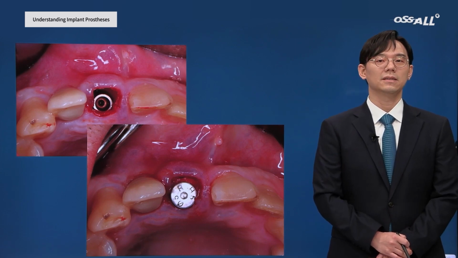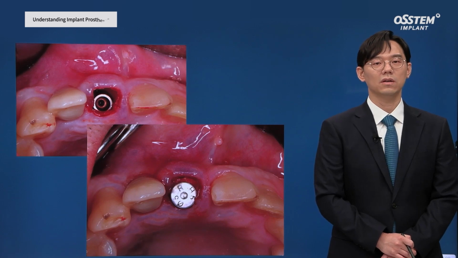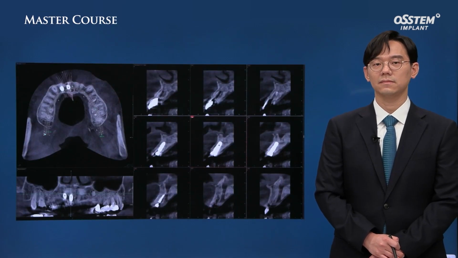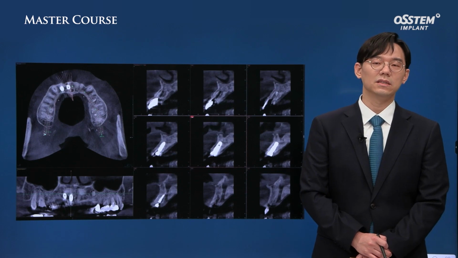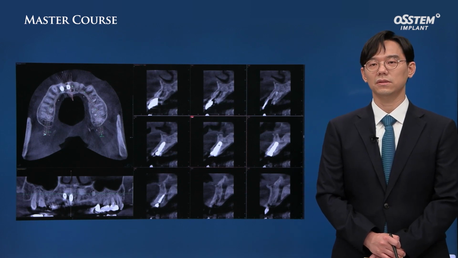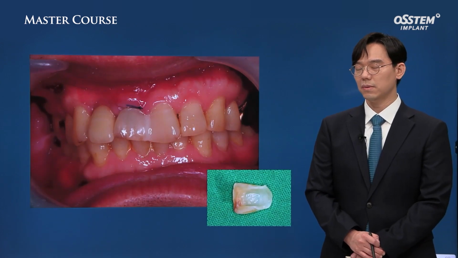In this direction, the hole was expanded and the implant was placed. Gap filling was done and healing abutment was connected. I looked at the CT to check whether the implant has been placed in the desired position.